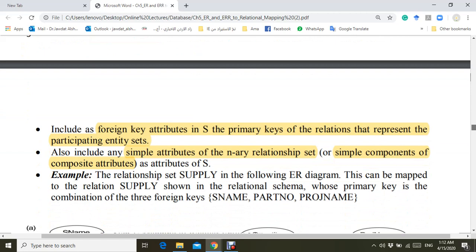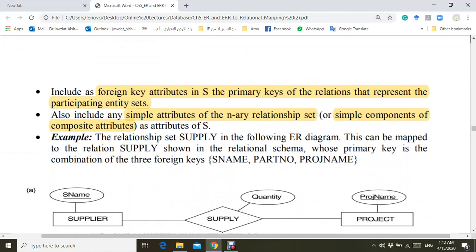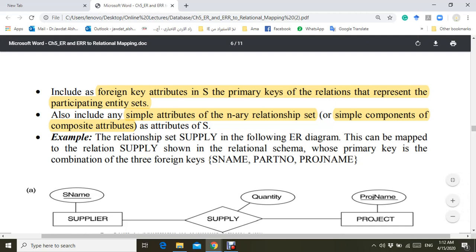What do we include in this S? Foreign key attributes, which are the primary keys of the relations that represent the entities involved in the relationship between them. So if we have three or four entities that have a relationship together, we make a relation for this relationship and put the keys for all the entities involved in this relationship as foreign keys. Besides, if this relationship has attributes, we include them in this relation.